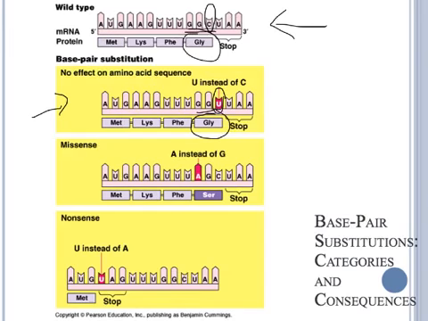Here, I'm changing this G right here to an A. So instead of getting glycine, I'm getting serine. So that would be a missense mutation. I'm getting a different amino acid. And then finally, if I change this A to a U, I'm introducing a premature stop. So that would be a nonsense mutation.